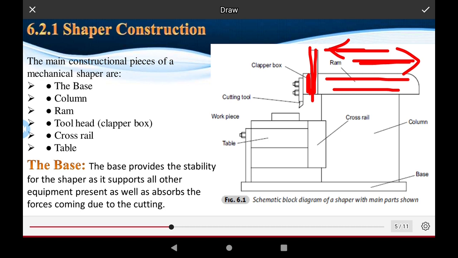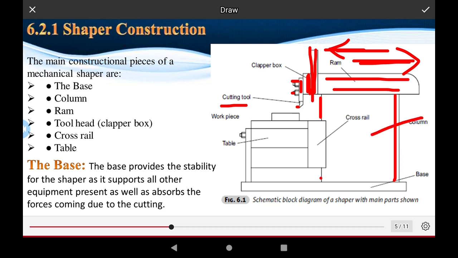The clamp also holds the tool. This is the cutting tool, and this holds the cutting tool. The tool is secured with a nut and bolt, a very large size that provides strength to hold the tool. This is the cone of the tool. This is the cutting tool, and this is the vertical column of the machine.